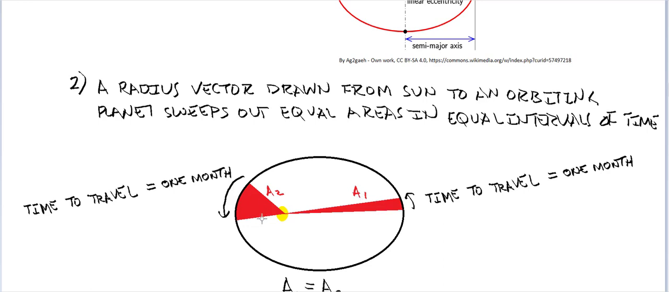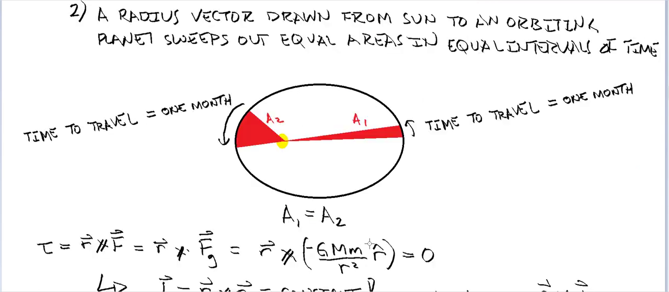area swept out by the line connecting the sun to the planet, A1 when it's over here, A2 over here, those two areas, if it took 1 month to travel in both of those cases, A1 must equal A2. That's what's meant by this statement.